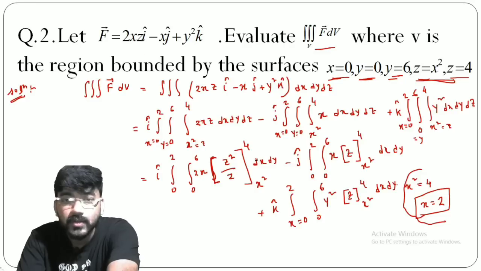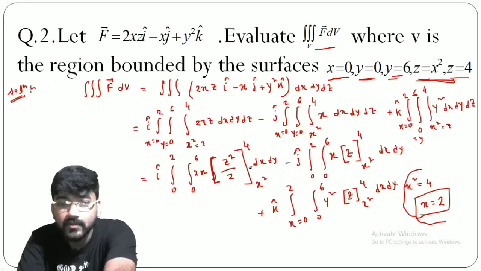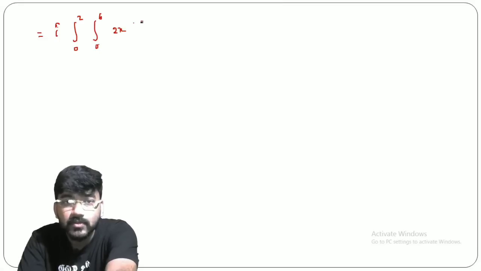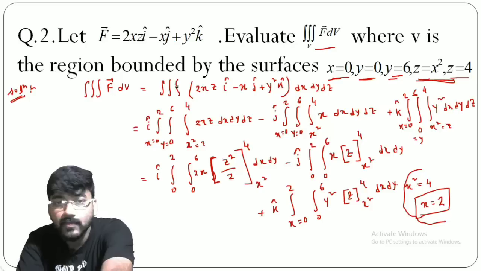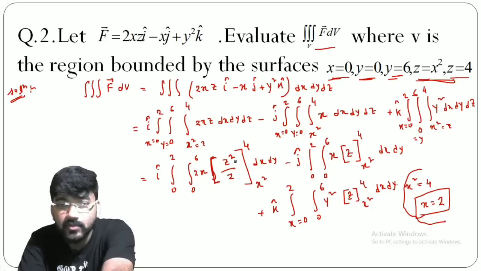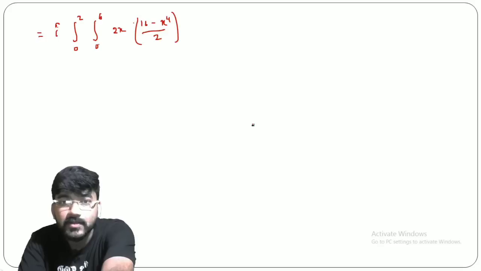Okay, so that means the first term will be 4 square, that means 16, z square by 2, that will be 16 minus 16 by 2, 16 minus x to the power 4 by 2. Okay, so instead of z square we have put 4 instead of z, so it will be 4 square minus x to the power 4 into x to the power 4, and then dx dy. Now you are understanding. The 2 will be cancelled out, then it will be a function of x, so you have to integrate 16x minus x to the power 4 like this.